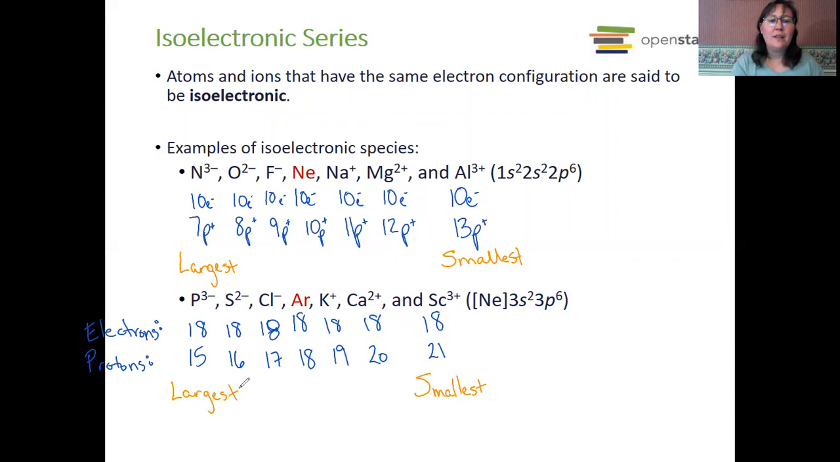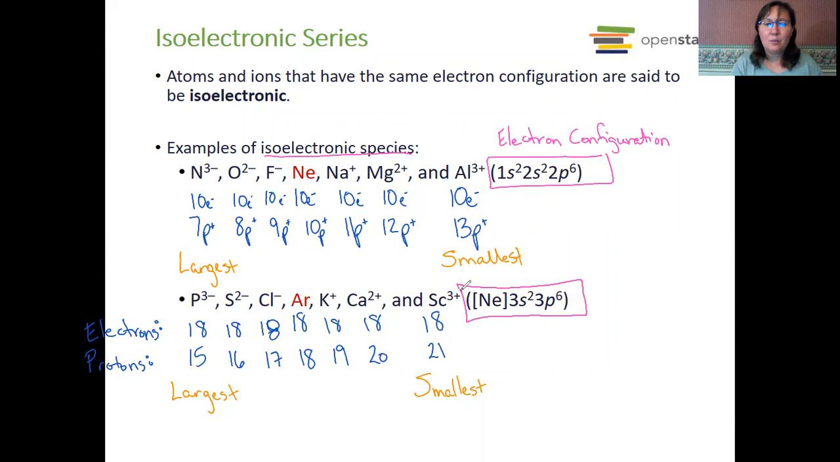Now, this is the other thing that's really interesting. The isoelectronic series, all of these ions, all of these anions, all of these cations, and neon all have this electron configuration. Okay, now we're with argon. Here we see a noble gas or an abbreviated electron configuration, and this noble gas or this abbreviated electron configuration goes with all of these anions, argon, and all of these cations as well.